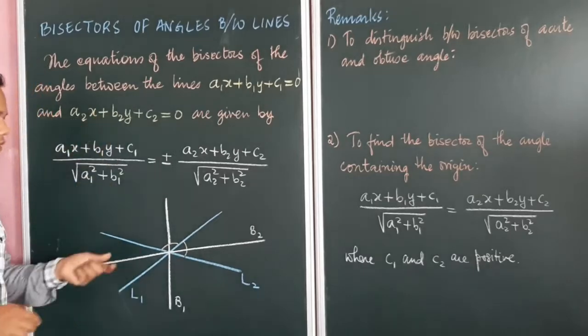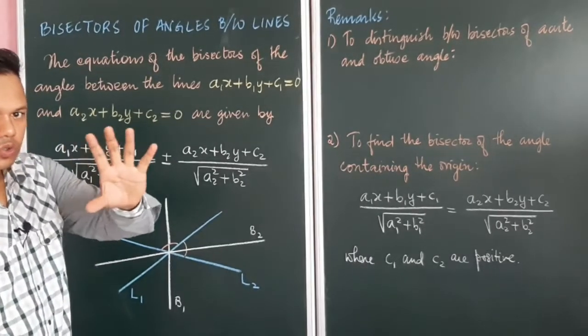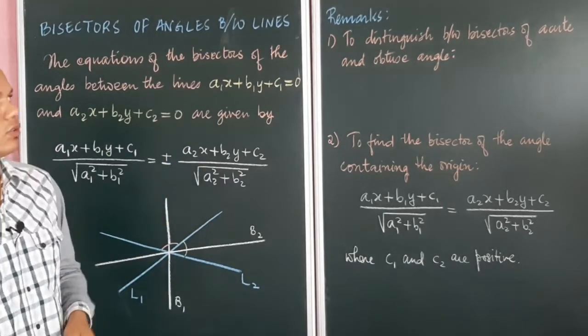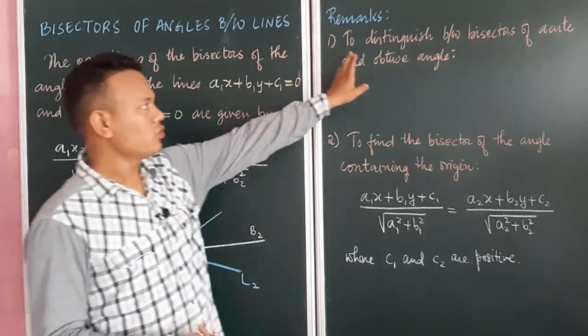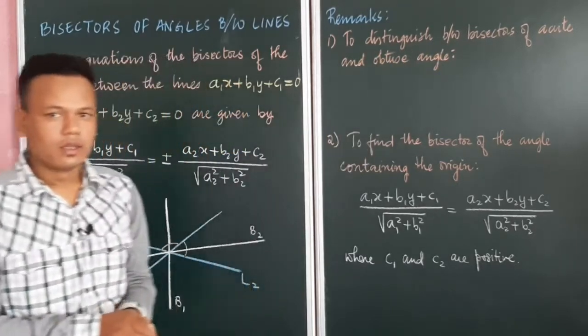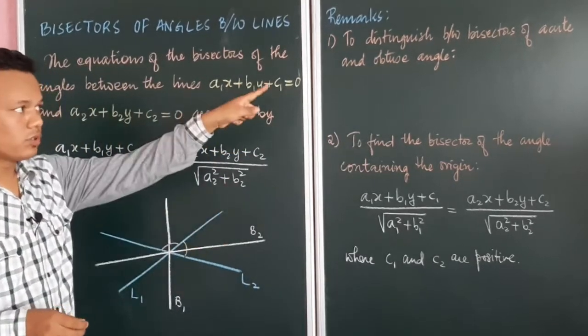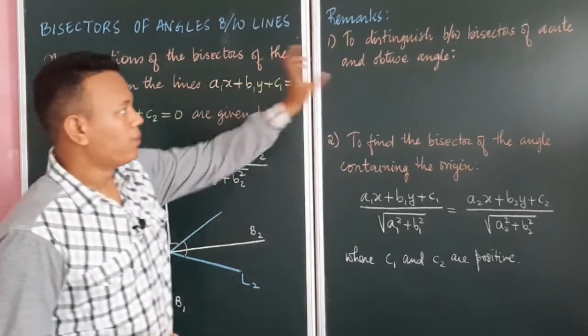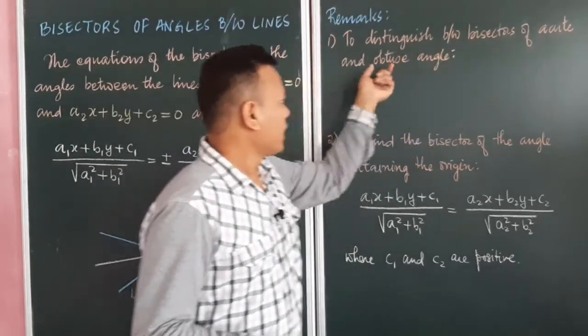Now from this you have to come across two very important remarks. The first one is to distinguish between the bisectors of acute and obtuse angle. We are going to do the sums based on the same thing, but here I'll explain how to distinguish between the bisectors of acute angle and obtuse angle.